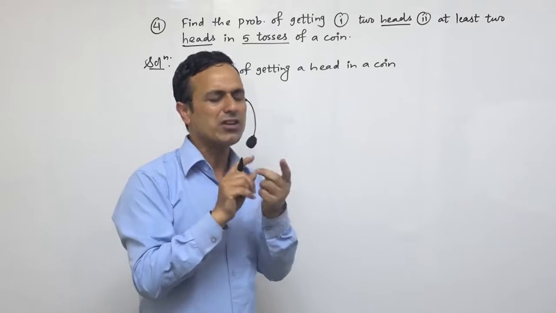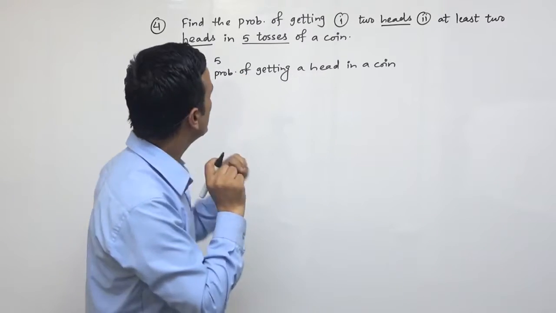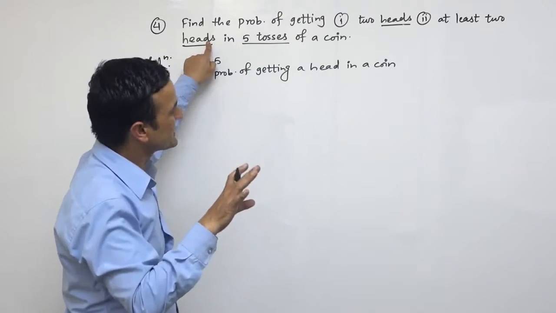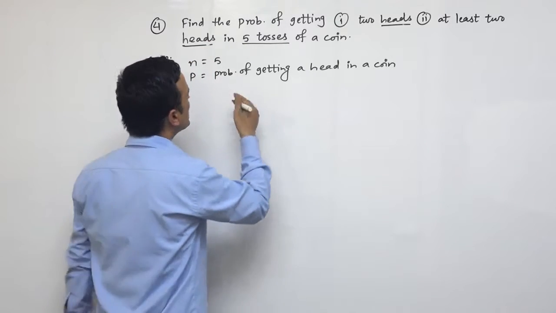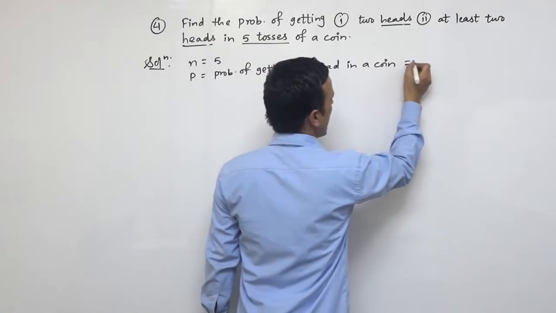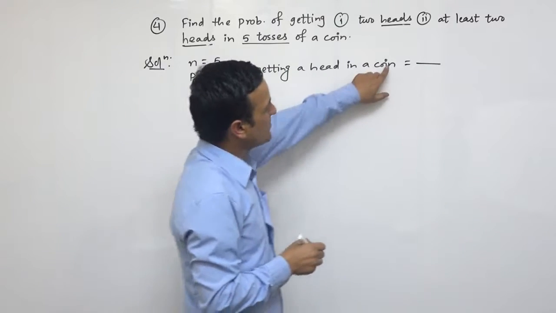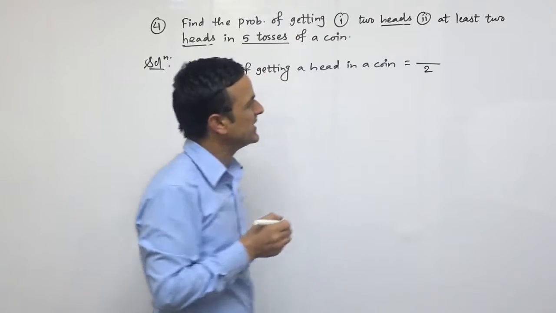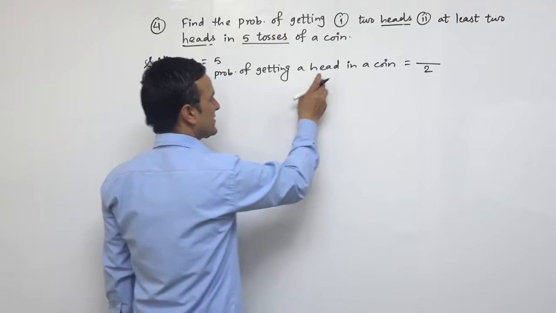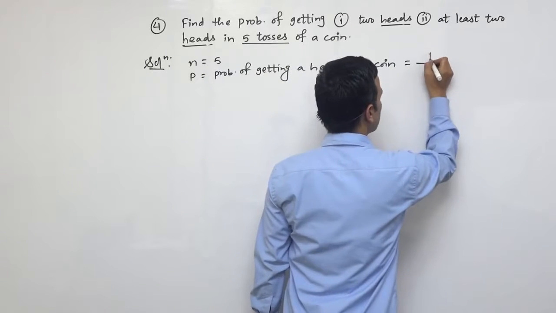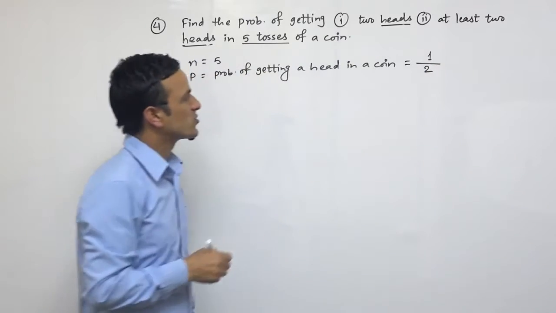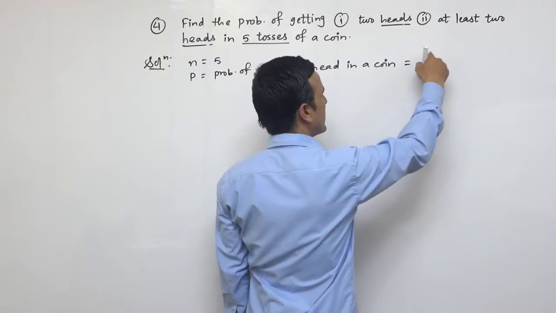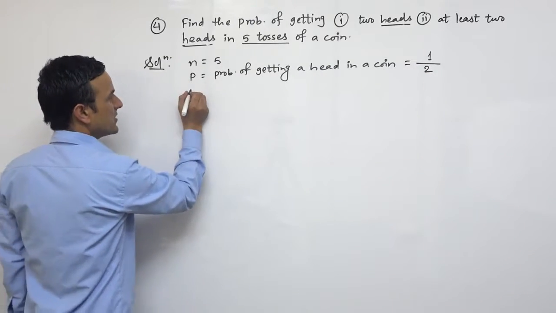So there should be only two parts, one is success and one is failure. So success is a head, which means a head should appear in an experiment. So the probability of getting a head in a coin, how can we express it? A coin has how many faces altogether? We have two faces only, head and tail. And how many heads are there? So the favorable event is 1. So write down 1 by 2. So the probability of getting a head in a coin is 1 upon 2.